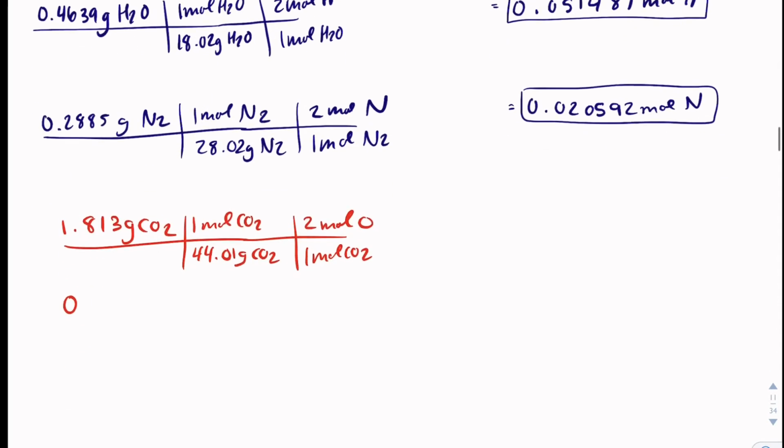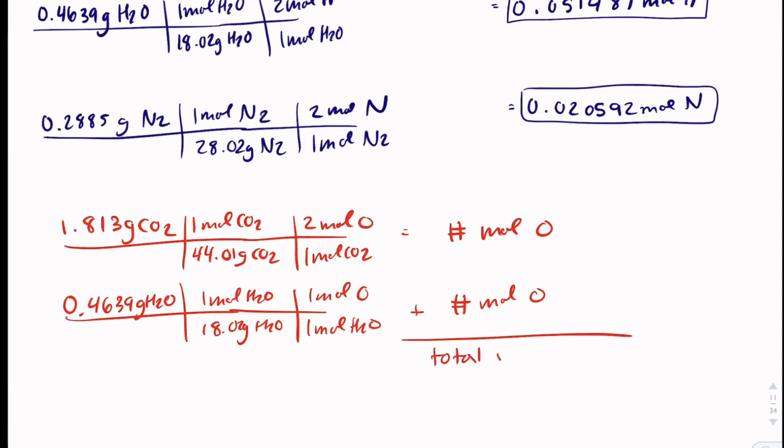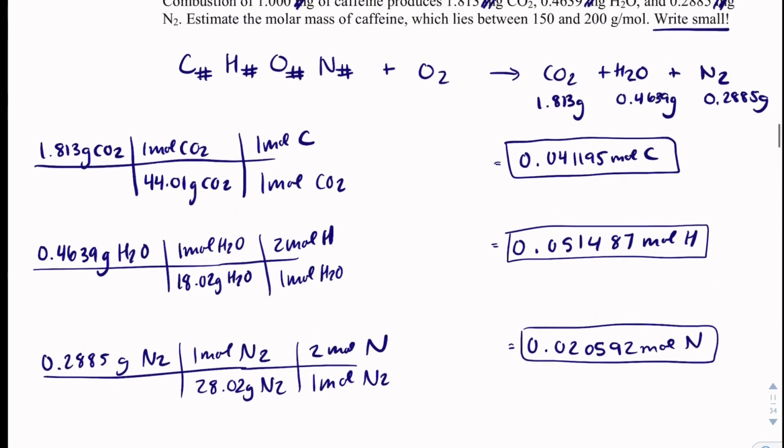We get 0.4639, 18.02 grams of water for every 1 mole of water, and then 1 mole of water is 1 mole of O, so we get some number of moles of O, and then some number of moles of O. We could add them together to get our total moles of O. And you could say that we'd be off to the races. But I'm going to tell you that that is wrong. And here's what we need to look at.